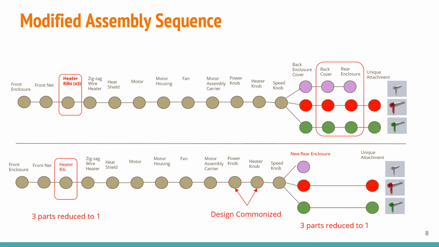Here is our modified assembly sequence. You can first see that the 3 heater ribs have been reduced down to 1. We also commonized the power knob and the heater knob. Last of all, we reduced the 3-part combination of back enclosure cover, back cover, and rear enclosure into the new rear enclosure as part of our DfM improvements.